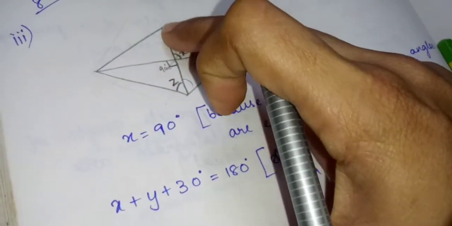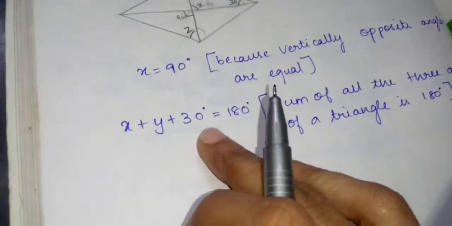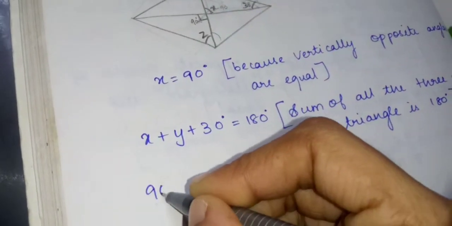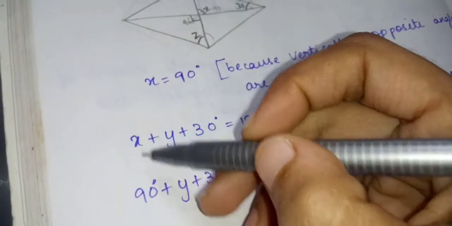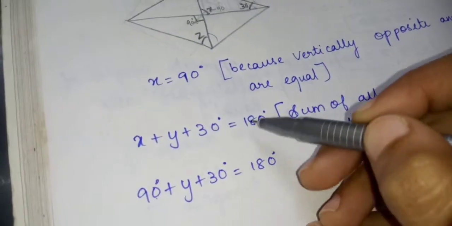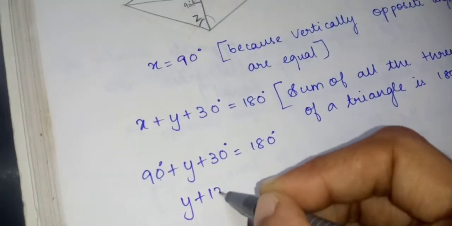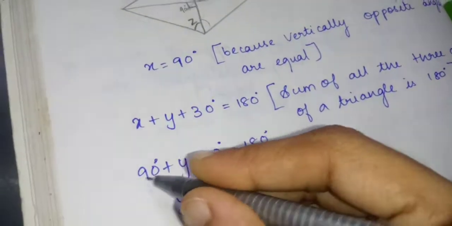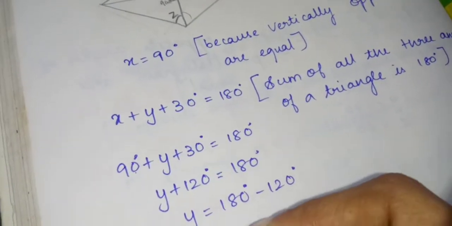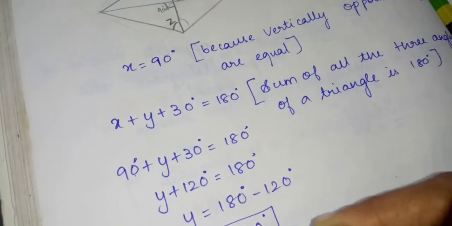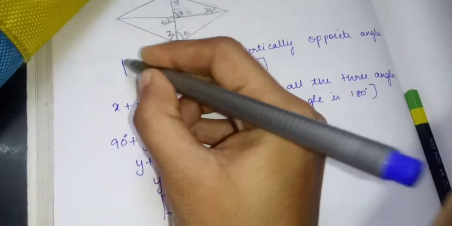This is one small triangle, children. X plus 30 plus y. You know the value of x, right? So 90 plus y plus 30 is equal to 180 degrees. 90 plus 30 is 120. So y plus 120 equals 180. Y equals 180 minus 120. So the y value is 60 degrees. We found the value of x, then y.